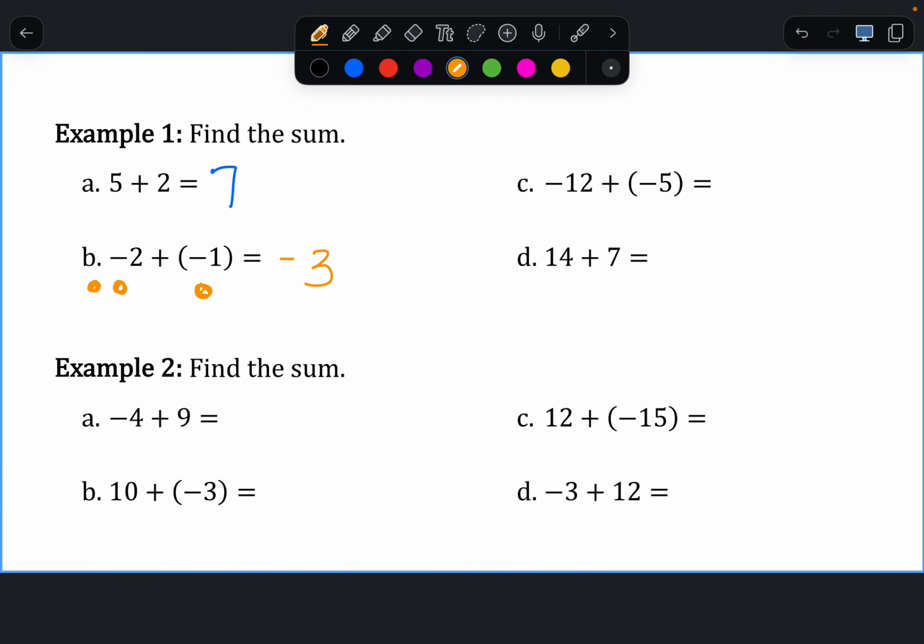Okay, you guys go ahead and do C and D. I don't care if you use the chips or the number line or neither. I just want you to do it. And then check with your elbow partner.